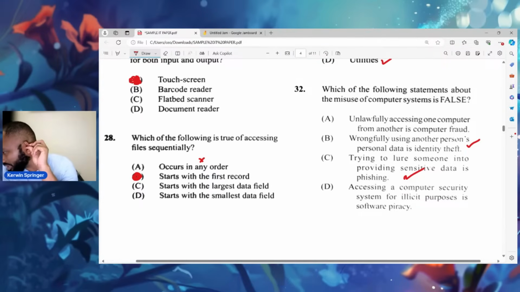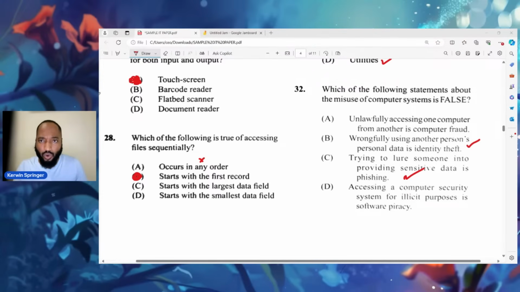Accessing a computer security system for illicit purposes. Software piracy. Software piracy is when you take software and you pirate it. D is hacking. What is D? A lot of you are saying D, but you need to convince me. I'm a little cold on IT, but let me see. Let me erase this and double check this one.